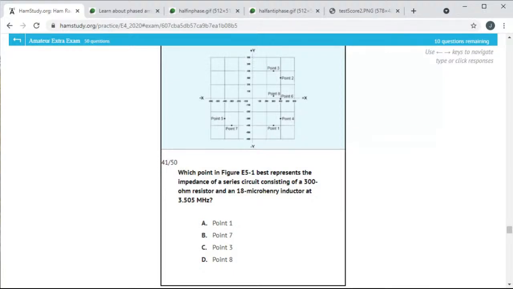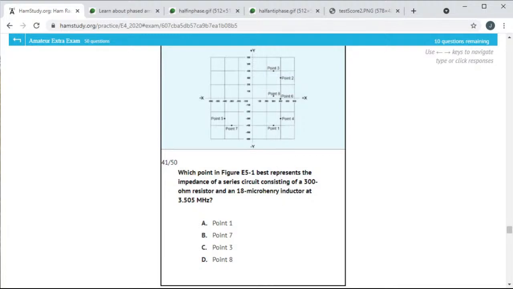B7, I'll just say right off the bat, 7's wrong. A 300 ohm resistor means it's going to be an X value of 300. So it is C.3, which is plus 400 Y, 300X, or D.8, which is 100. Sorry, it's about 50 Y and 300X.